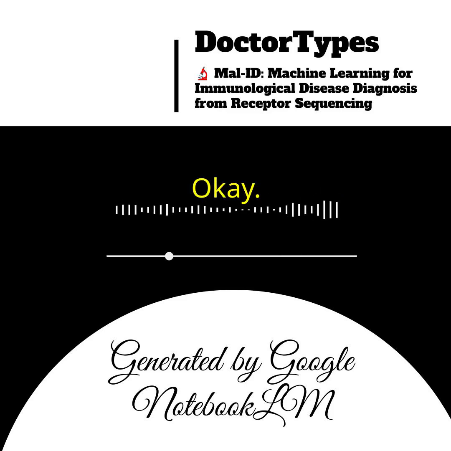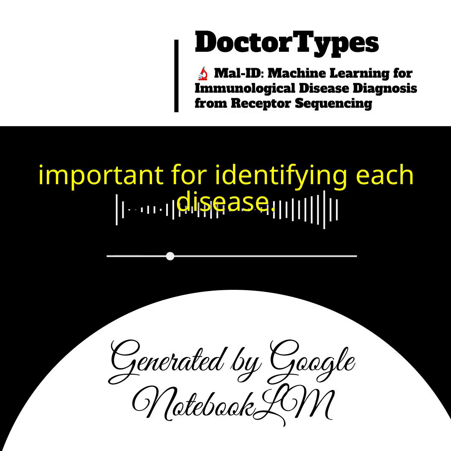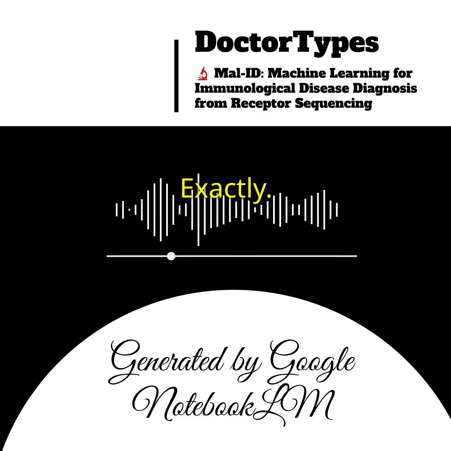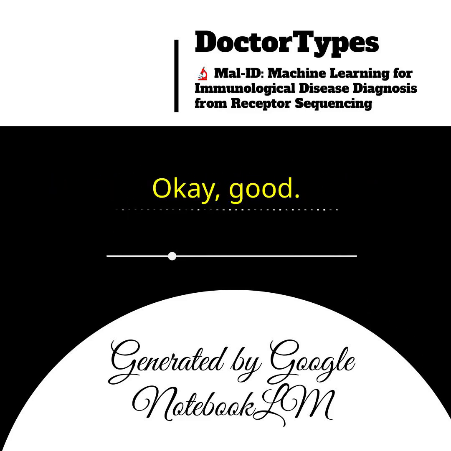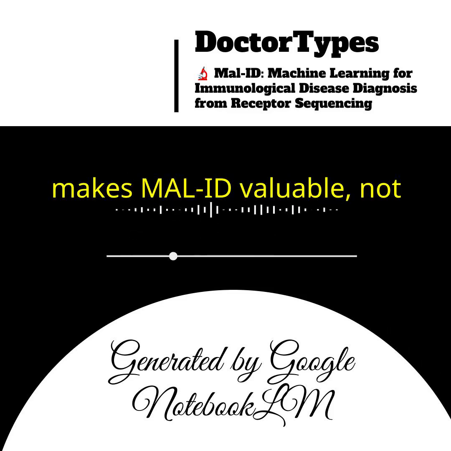One of the most remarkable things about MAL-ID is that it's not just spitting out diagnoses. Researchers were able to actually see which specific receptor features were most important for identifying each disease. So they could peek inside the black box. Exactly. And they confirmed that MAL-ID was picking up on genuine biological signals. That's reassuring.